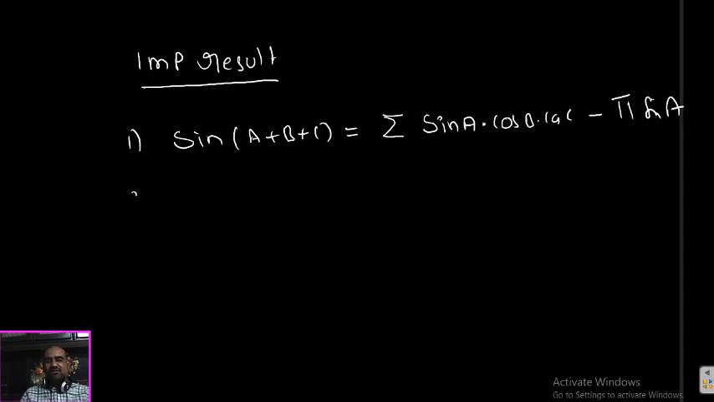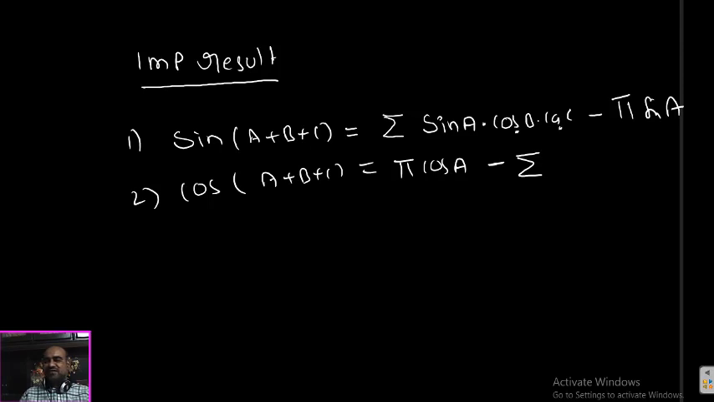But cos of A plus B plus C is remembered as first pi cos A into cos B into cos C minus sigma. What happened? Here two cosines, here two sines, means what happened? Cos A into sin B into sin C. So in this way you can remember sin of A plus B plus C and cos of A plus B plus C.